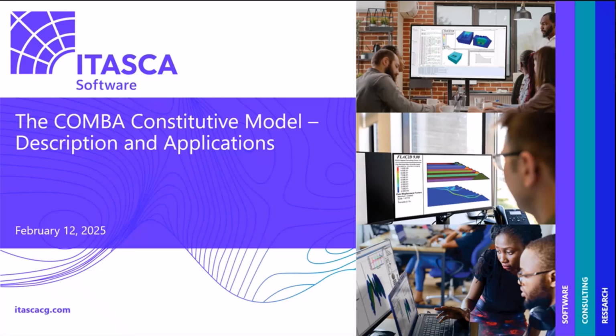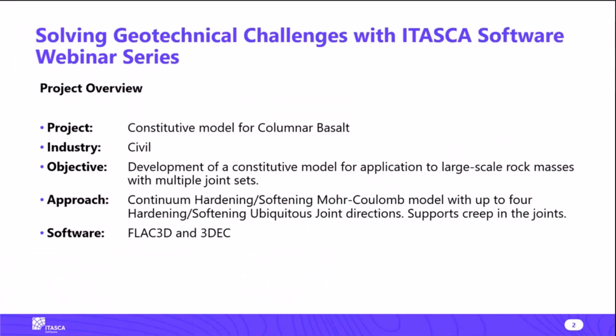In today's talk, we will present the Comba constitutive model. It was initially implemented to study the behavior of jointed columnar basalt. The Comba model is a continuum law that can be used in large-scale simulation of rock masses containing up to 4 tight joint sets. The Comba constitutive law is available in both FLAC 3D in the zones and 3DEC in the glued block. The numerical model can, in addition, consider large-scale individual fracture. In this case, the latter are accounted for in a discrete manner.